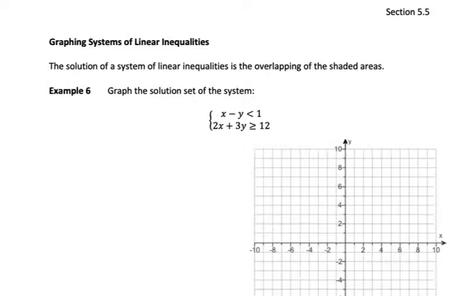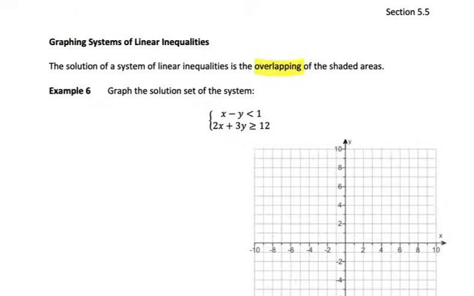In this video for section 5.5, we're going to talk about how to graph a system of linear inequalities. When we have a system of linear inequalities, we have two or more linear inequalities. And what we're looking for in the solution is where the shaded areas overlap. So we're going to look at example 6.